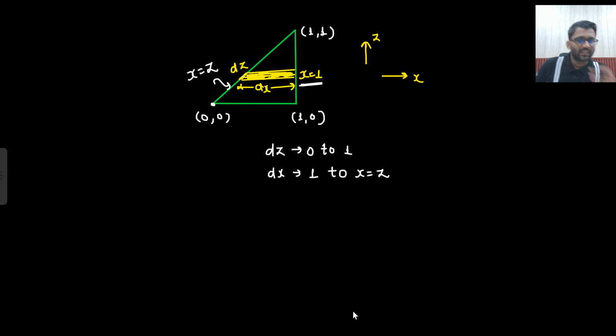Now someone will have the doubt, sir, which one will we put, 1 to z or z to 1? At the lower limit, we will always put the constant value. So from 1 to z we are going.